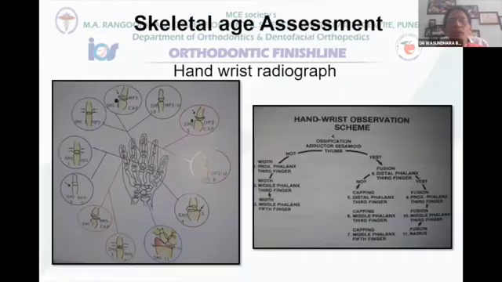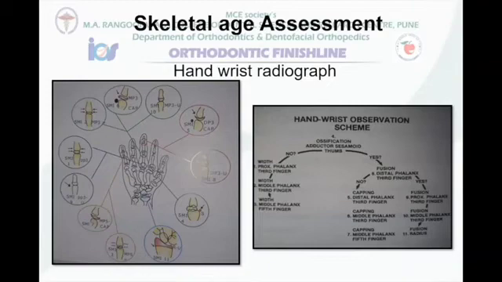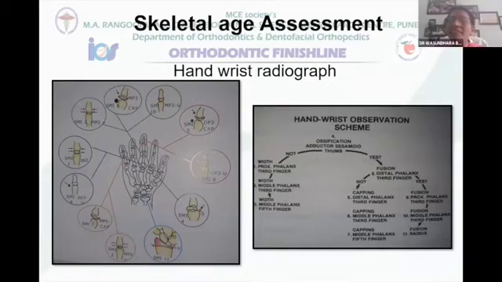Then we have the hand wrist radiographs, and the Fishman 11 indicators are well established, and many institutes still take a hand wrist radiogram to assess the skeletal maturity, but it has an additional exposure. That is one of the drawbacks.